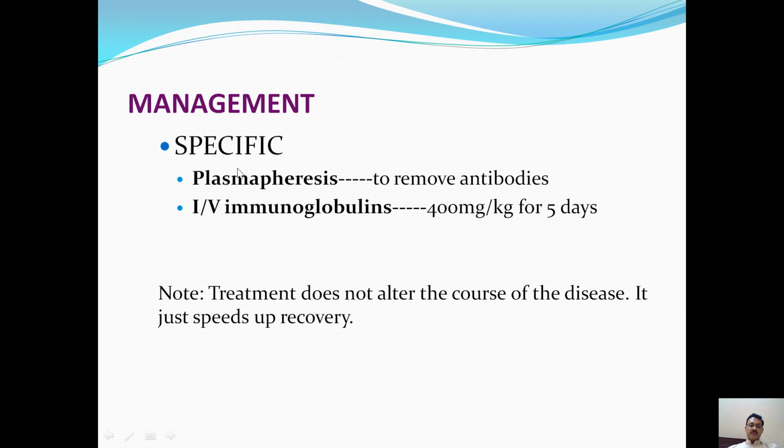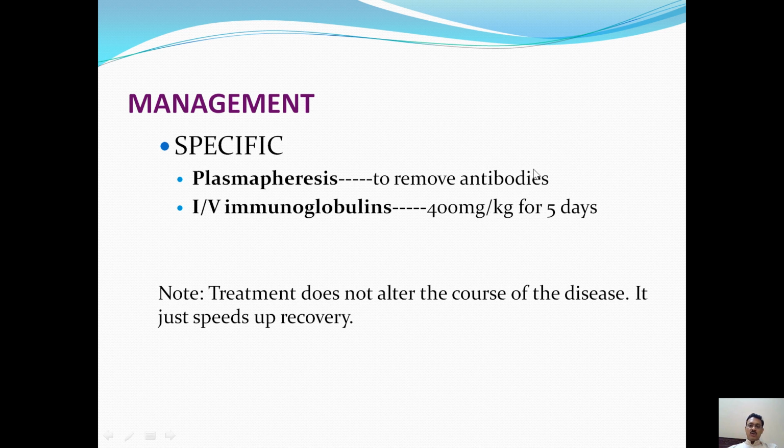Now, the specific treatment. These are the two specific treatments which are available. One is plasmapheresis. In this, we remove antibodies. What we do actually, we remove, for example, 500 cc of blood from the patient. We centrifuge it so it separates the cells from the plasma. We remove plasma, reinfuse those cells back into the patient, and plasma is replaced by FFPs or plasma from another donor. So plasma is actually removed from the patient and new plasma is injected. So we call it plasmapheresis.